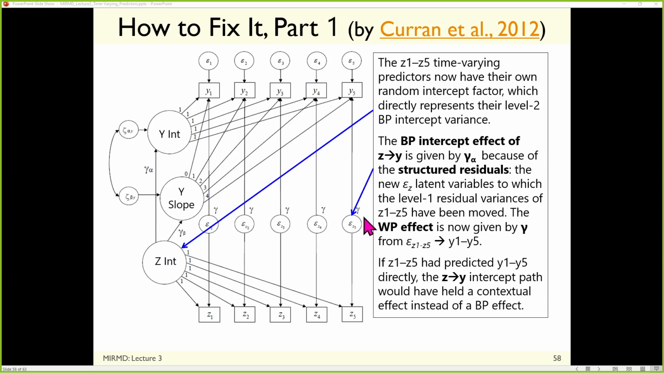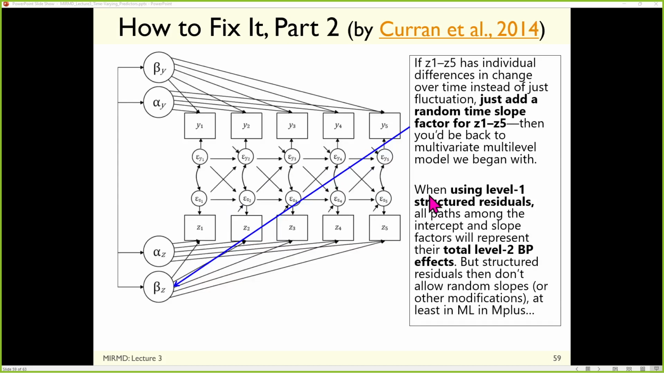This is kind of like person mean centering in latent space, because you're taking the within person part of the time varying predictor and you're giving its variance to a new thing, so then it's like it's been person mean centered. And yes, this is a lot. I understand that. What if both variables need a slope?